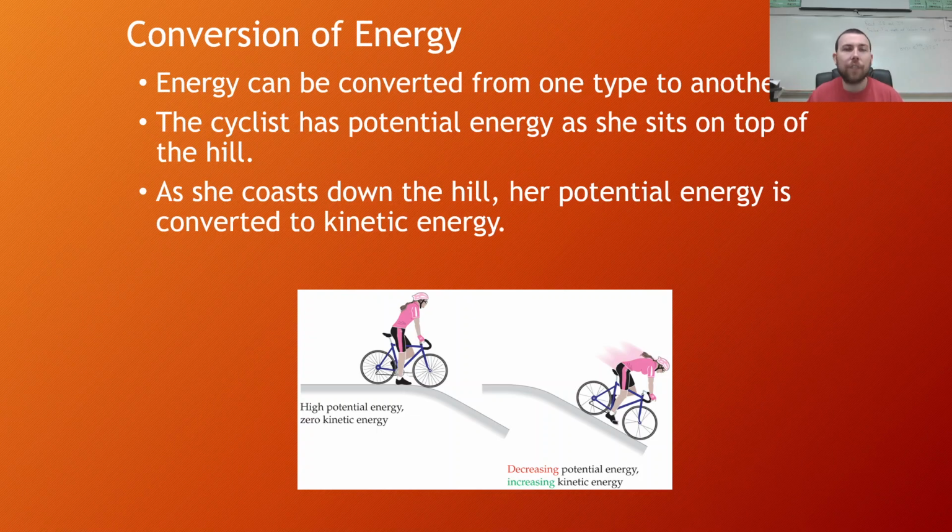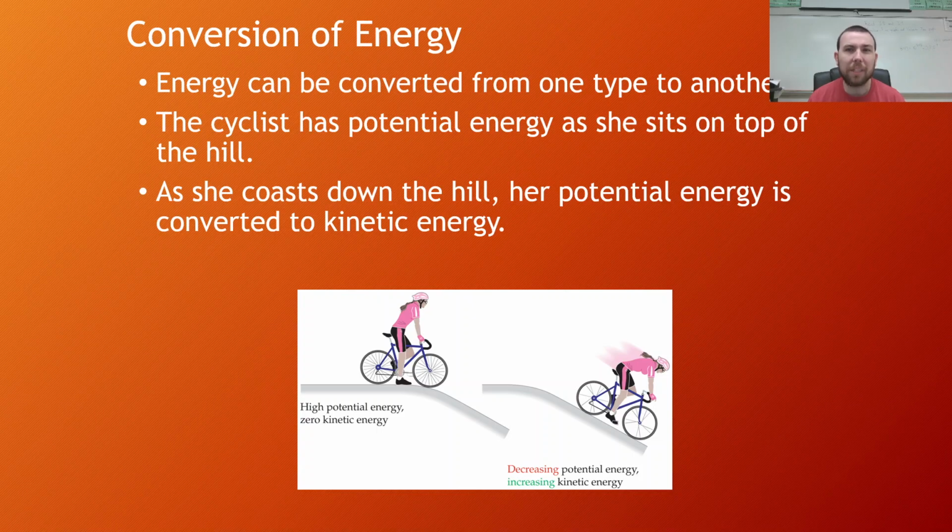Now, the conversion of energy is really important because we're going to be looking at this in our energy changes. We know that energy can be converted from one type to another. Electrical can be converted to light. Chemical can be converted into heat energy. Even in the example we've seen thus far with the bicyclist, her potential energy is being converted into kinetic energy as she moves down the hill.